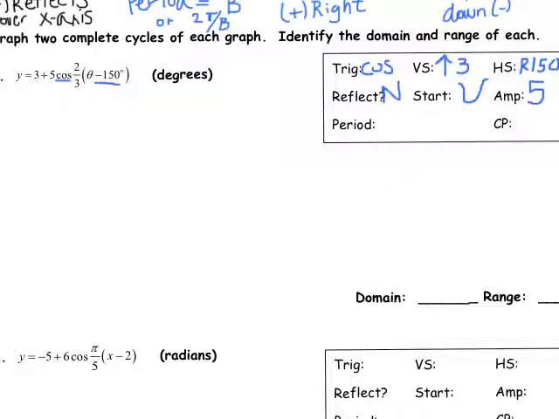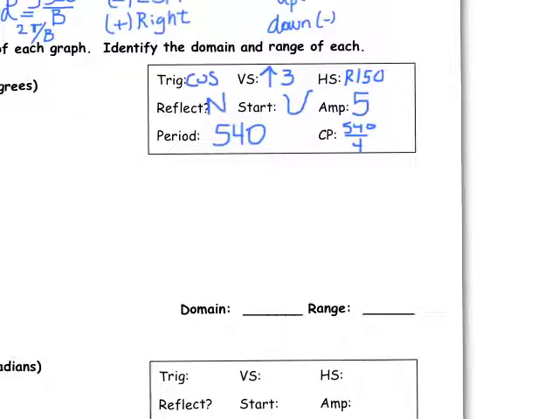Alright. So our period is 540, and then in order to get those critical points, remember that you have 4 critical points. So you take 540 and divide it by 4. This is why I don't like degrees, because it's such big numbers. You have to do all this math over here, but I know y'all don't like radians because they're pies, so to each their own.